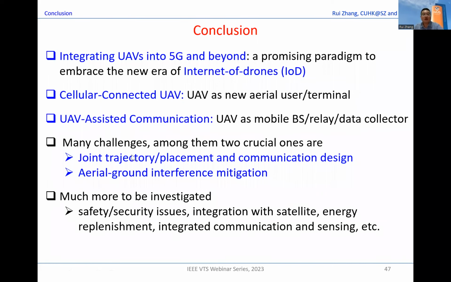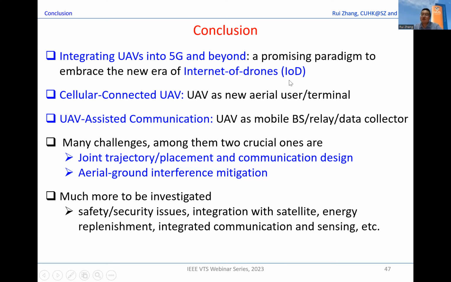So I just want to quickly conclude my talk. I hope you can get a picture about how to integrate UAV into future wireless networks like 5G and beyond. We imagine that in the future, there's a new era of Internet of Drones, right? You can think of it as not just the Internet of Things, IoT. You can also think about we have more and more UAVs over the air. So we have the new age of Internet of Drones.